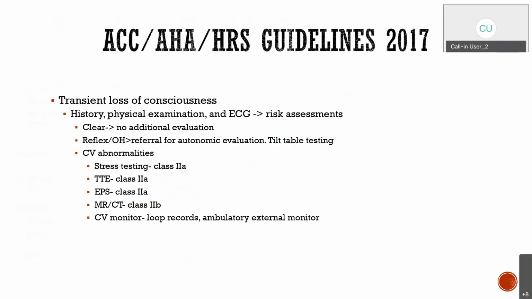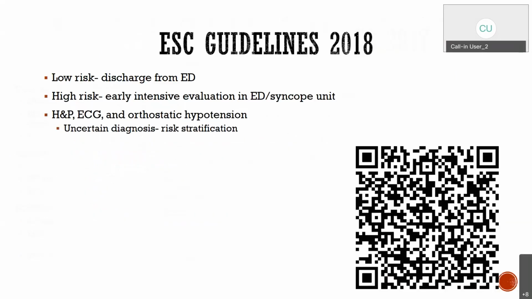So the ACC-AHA talks about transient loss of consciousness using your H&P, a stress test, and potentially an echo. These are all class 2 things, so you don't necessarily want to do them unless there are obvious abnormalities you're seeing on exam. The ESC guidelines pretty much say if it's low risk, you can discharge them. If it's high risk, you want to either keep them in observation or admit them.